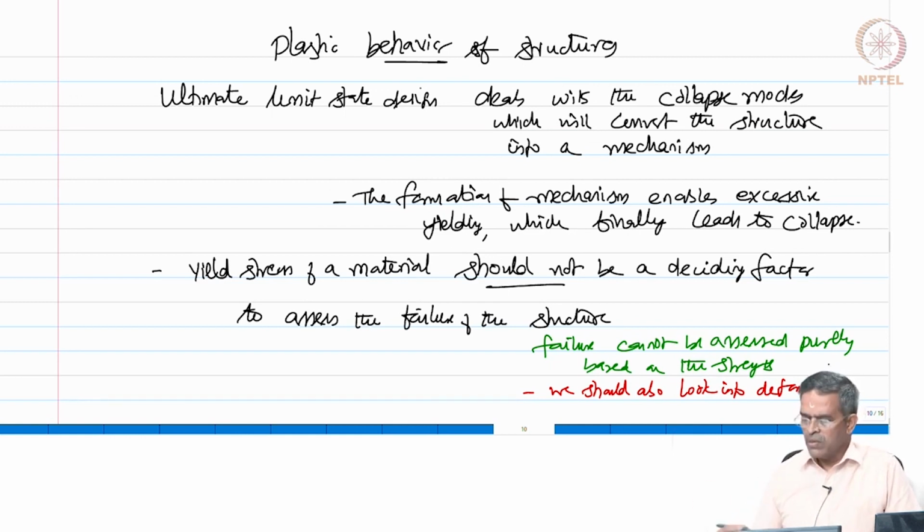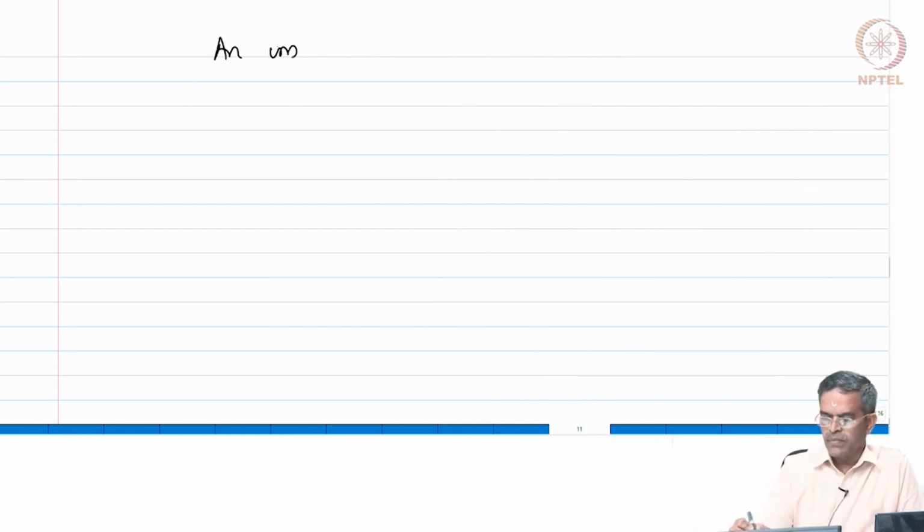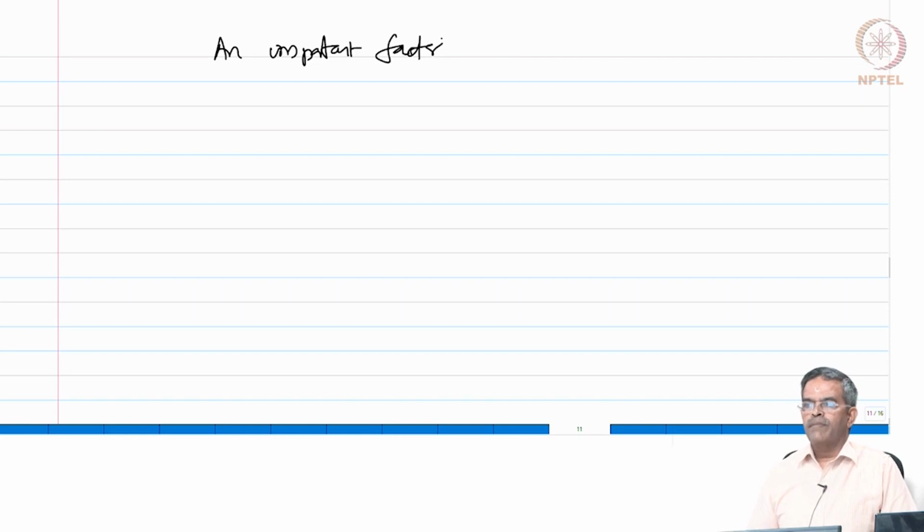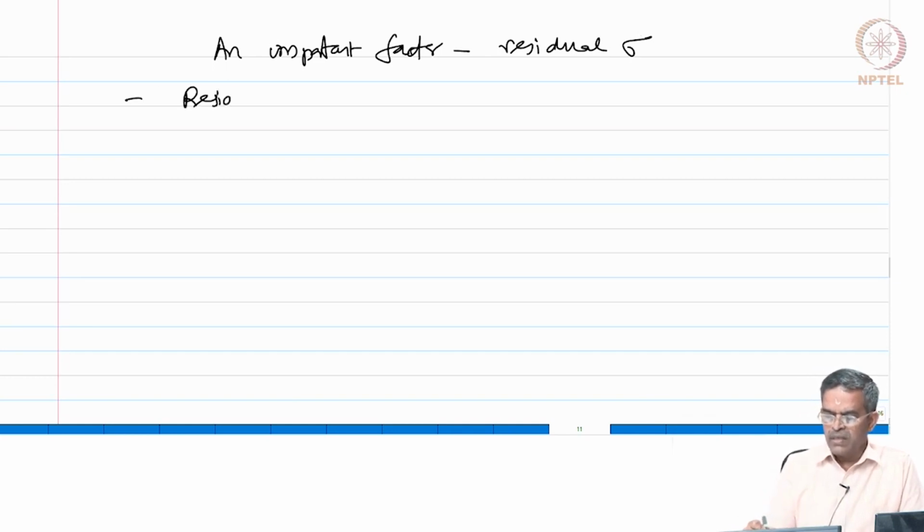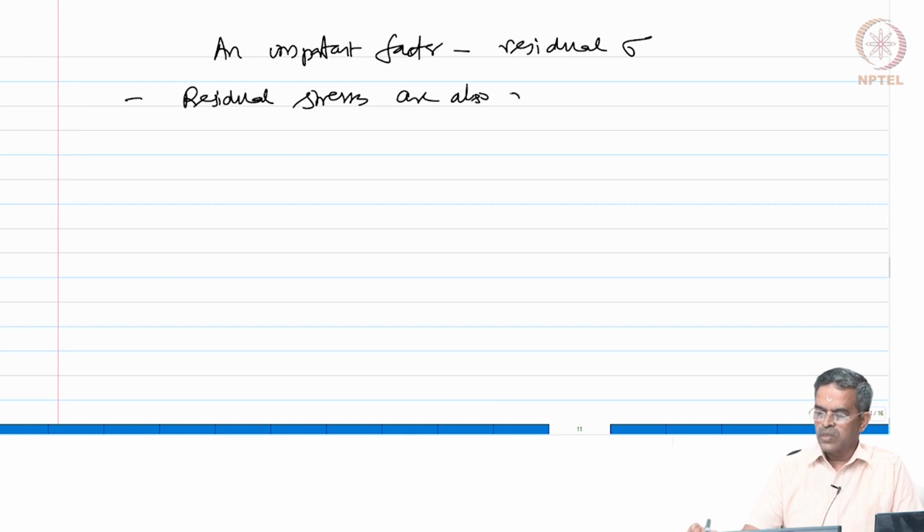Okay. So, an important factor which will govern the behavior of material is, as we know, the residual stress. So, the presence of this will have a false yielding point because of imperfections in the material which are developed during fabrication. So, let us recollect that residual stresses are also responsible for the following changes in the material behavior.